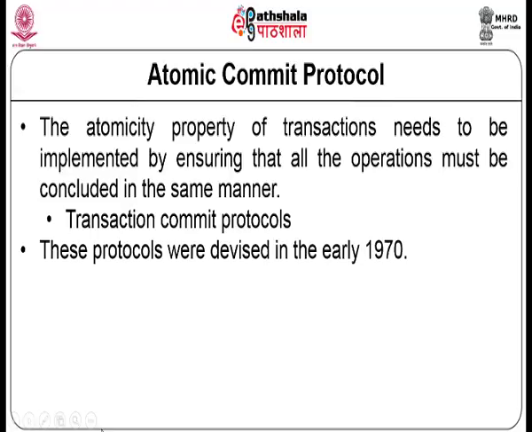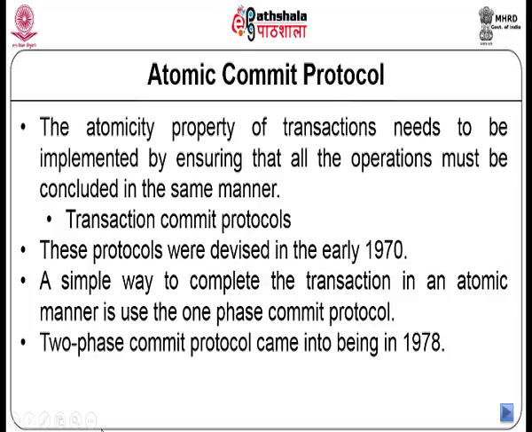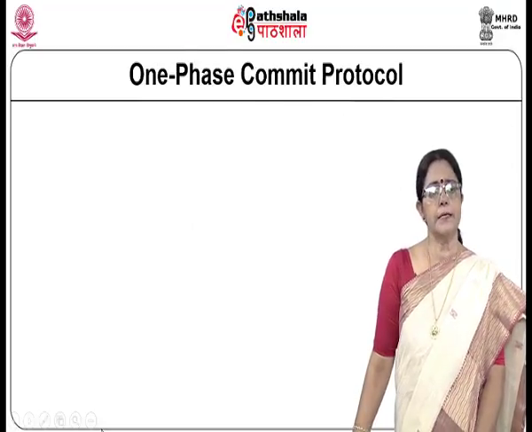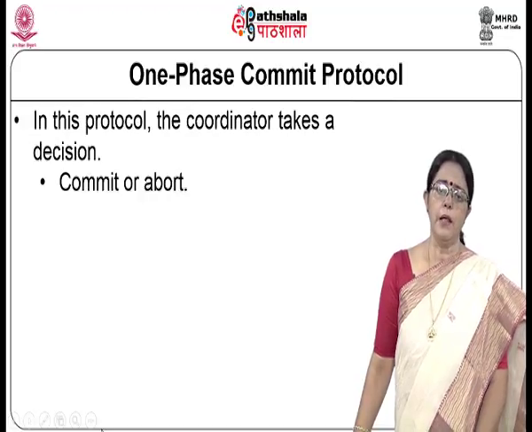The atomic commit protocols were first proposed in the 1970s. This was a very simple way of ensuring that atomicity is maintained. The two-phase commit protocol was proposed in 1978. So, let us look at the first one, the atomic one-phase commit protocol.